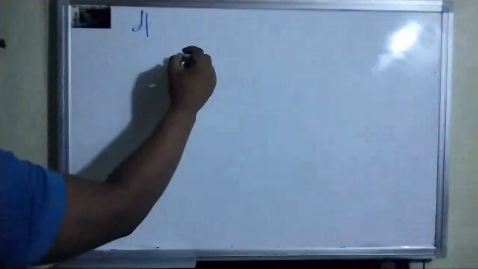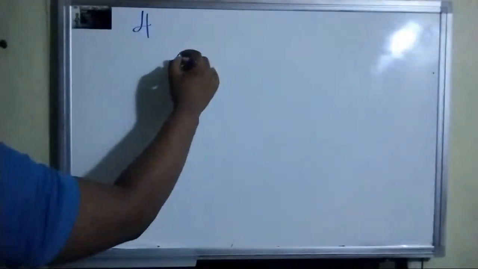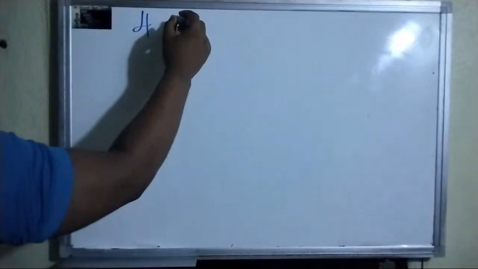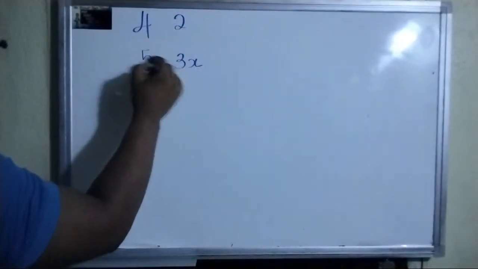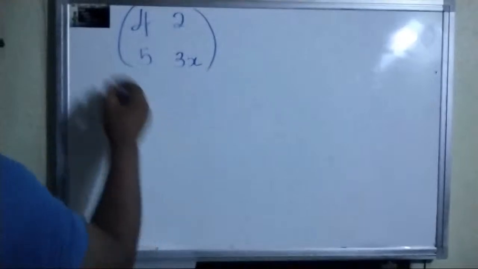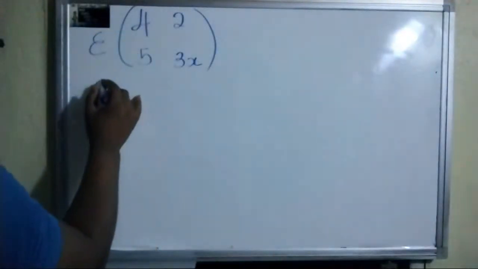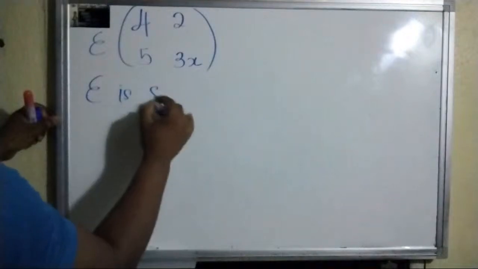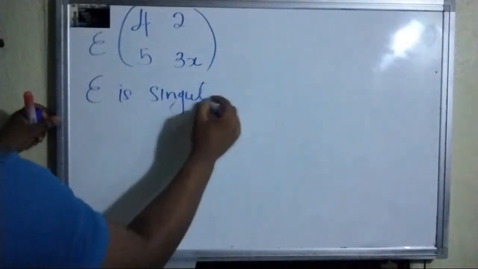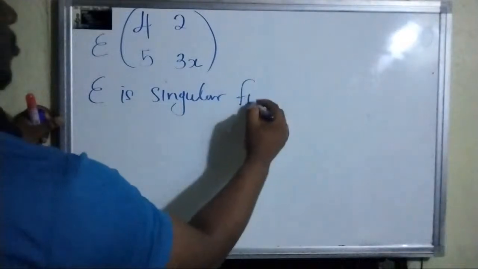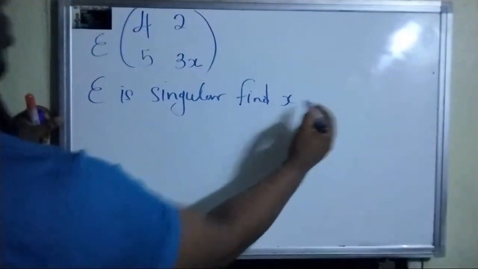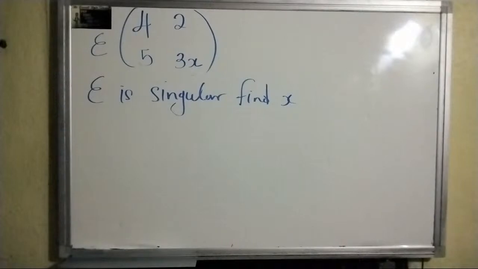We call this one E. I want this one to be a fraction deliberately. So if E is a singular matrix, find X. Go ahead and do that one.